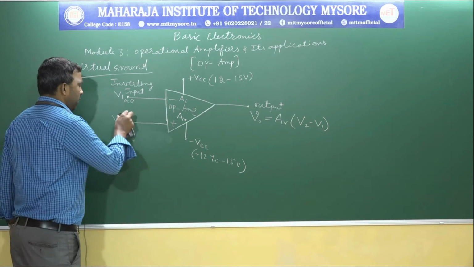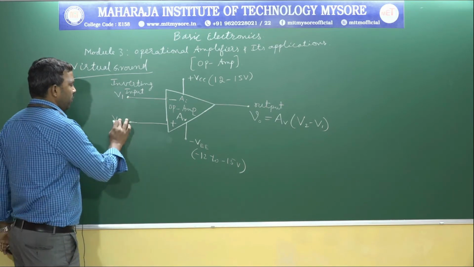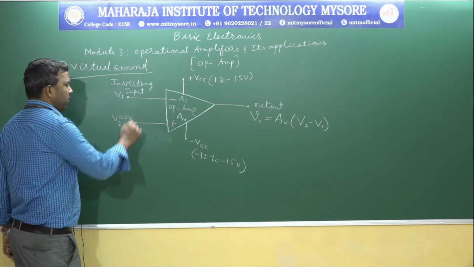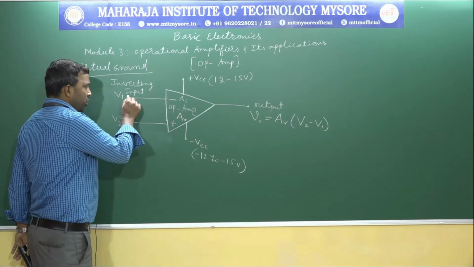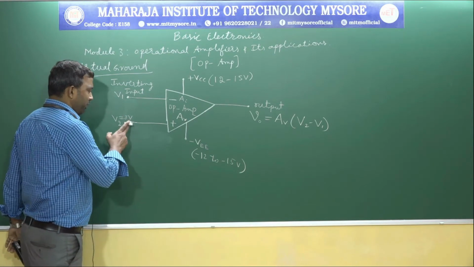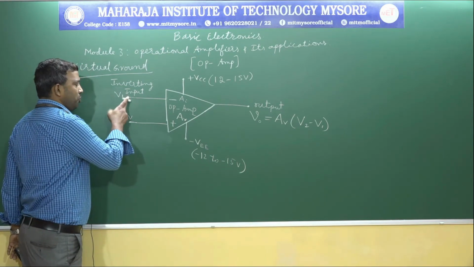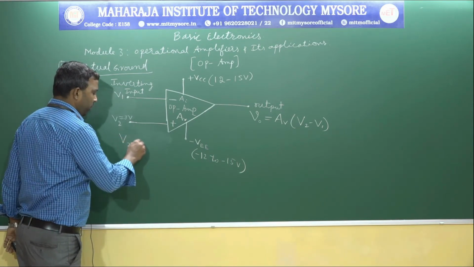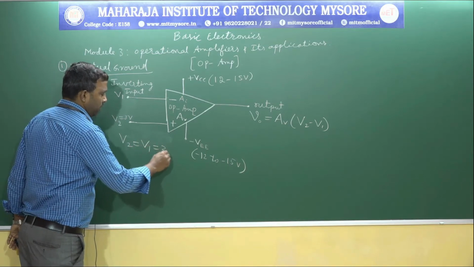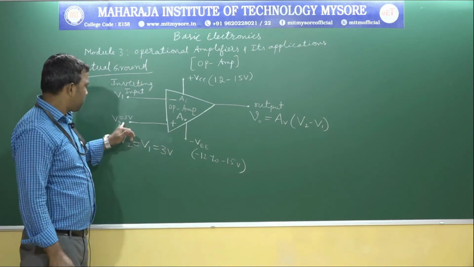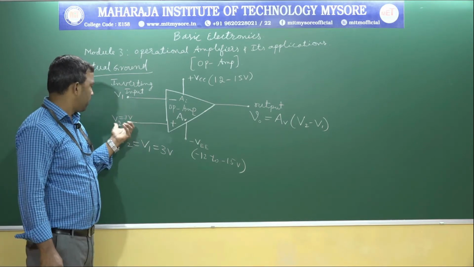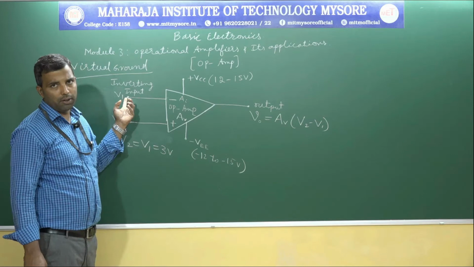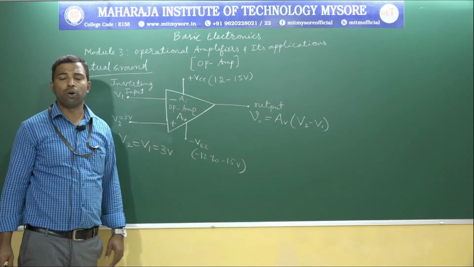Let us consider the next one, V2. V2 is equal to 3 volts. Let us consider that this is 3 volts. Therefore, due to the virtual ground property, whatever the potential at this point is the same as the potential at this point. Therefore, V2 equals V1, which is equal to 3 volts. Whatever the voltage at this point is present at this point. That is nothing but the virtual ground property.